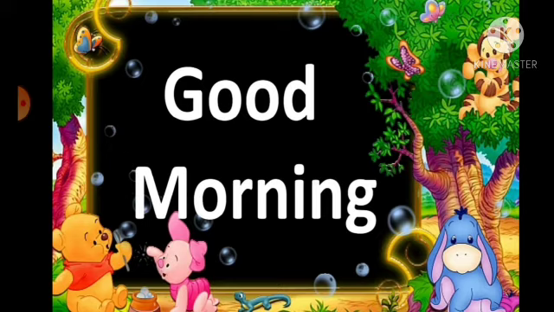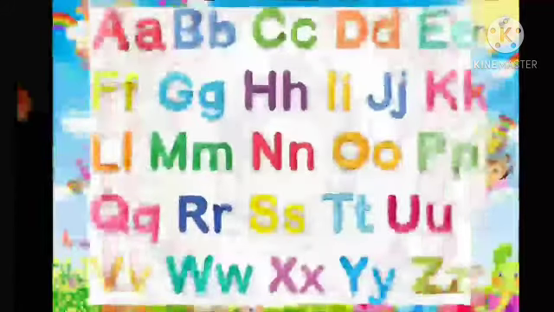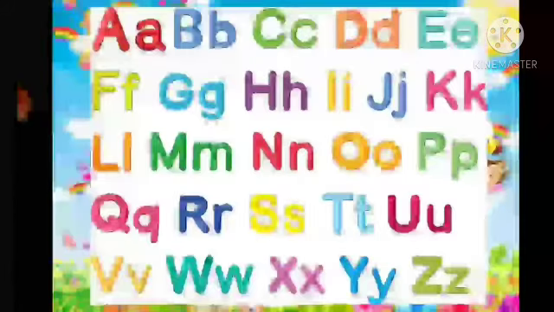Today, I am going to teach you a new letter. There are 26 letters in English alphabet. These letters have been arranged in a fixed proper order. This is called alphabets. There are two kinds of letters in English alphabet, that is capital letters and small letters.